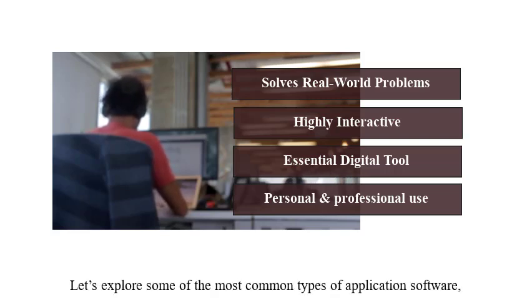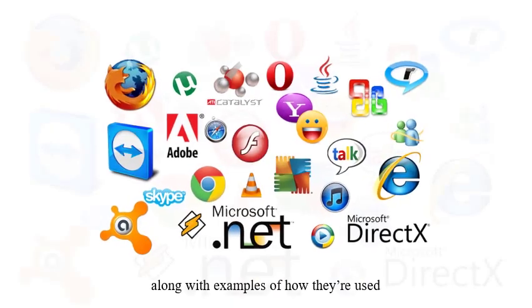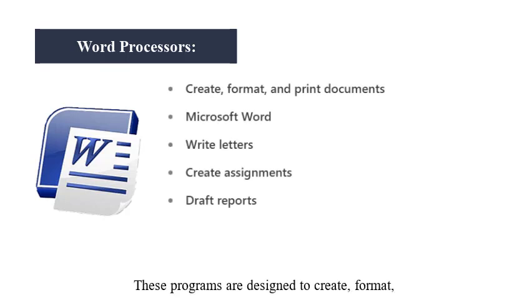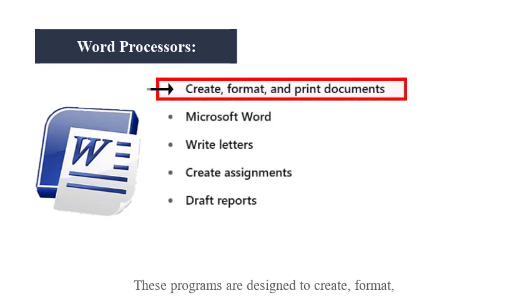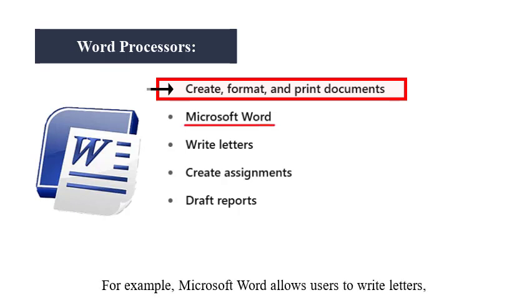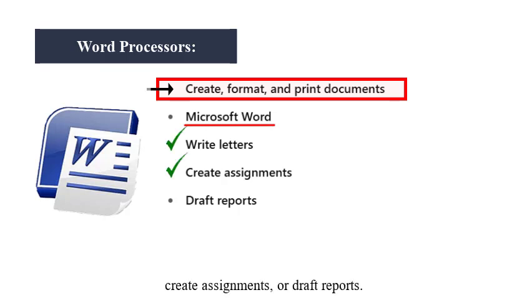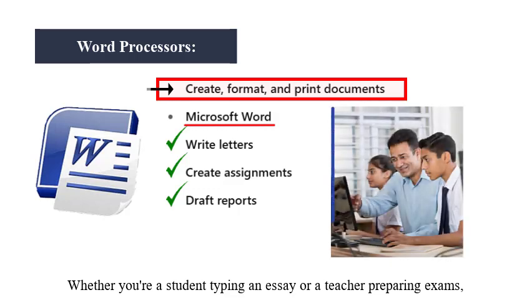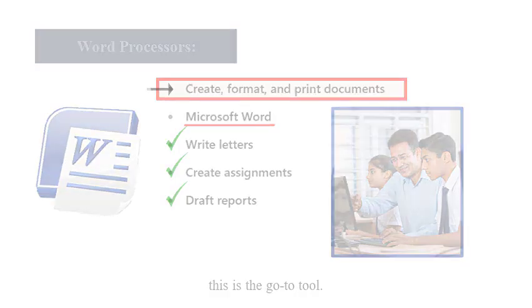Let's explore some of the most common types of application software, along with examples of how they're used. Word processors. These programs are designed to create, format, and print text-based documents. For example, Microsoft Word allows users to write letters, create assignments, or draft reports. Whether you're a student typing an essay or a teacher preparing exams, this is the go-to tool.